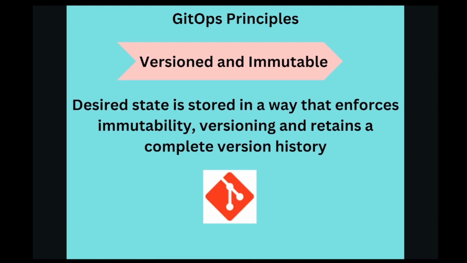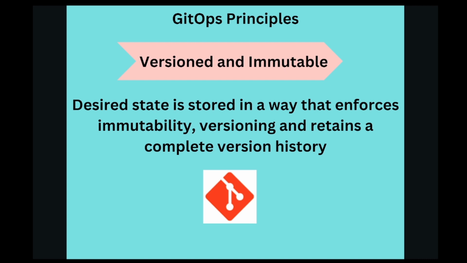Next principle states that it is versioned and immutable. Desired state is stored in a way that enforces immutability, versioning, and retains a complete version history. So here, whatever desired state you have mentioned in the form of YAML using Ansible or Terraform or any infrastructure as code tool, that desired state must be versioned and immutable. So, in order to do that, you will store it in your Git repository or code repository.